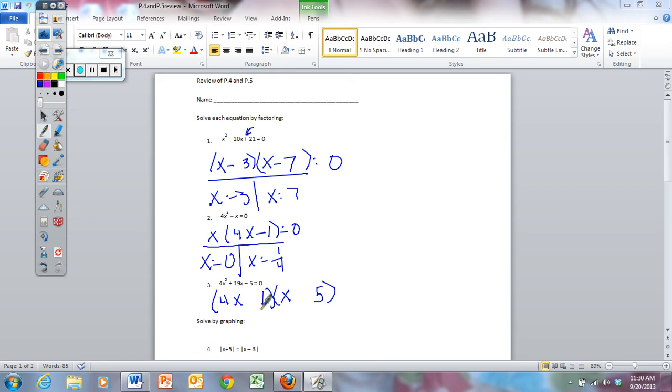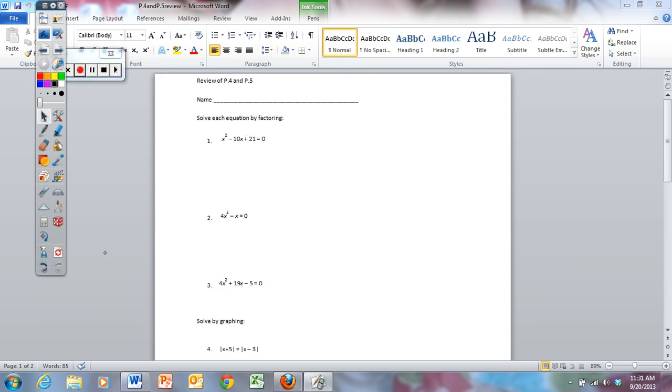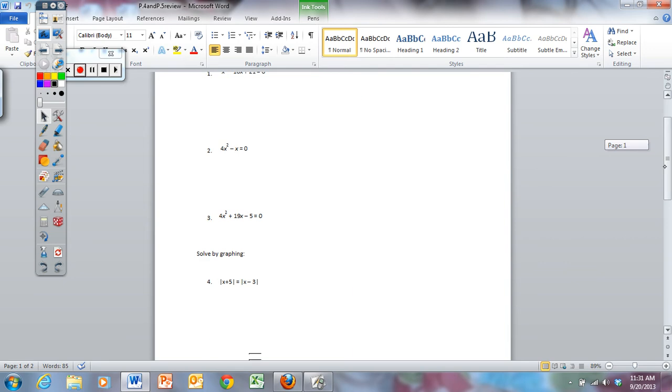That gets me 20 and 1, and I need the 20 to be positive and the 1 to be negative, and that equals 0. When I solve this equation, I get 1/4. And when I solve this equation, I get negative 5. Okay, so that's it for solving by factoring. You factor, you set your two factors equal to 0, you solve each equation. Okie dokie. Let's try what's next.